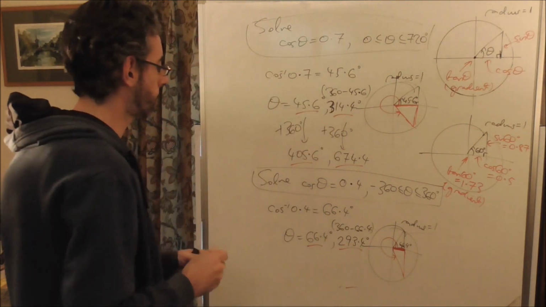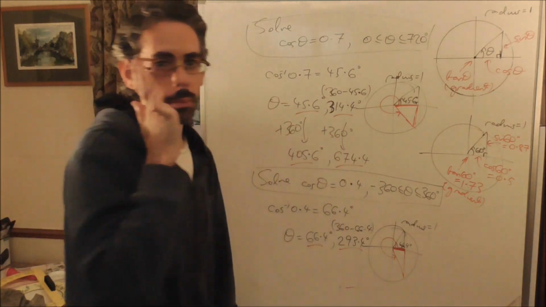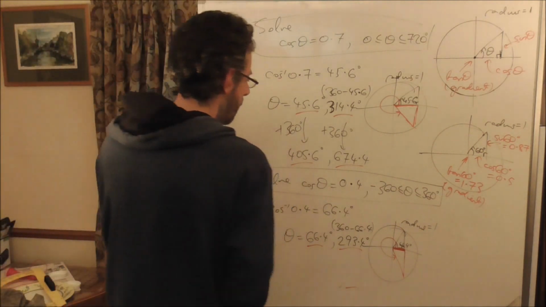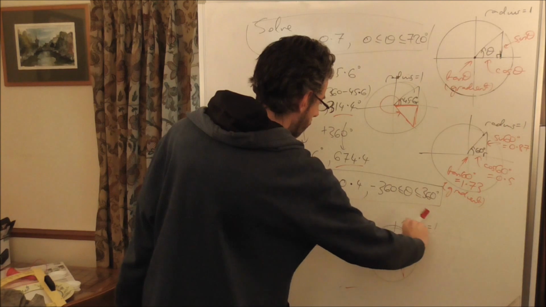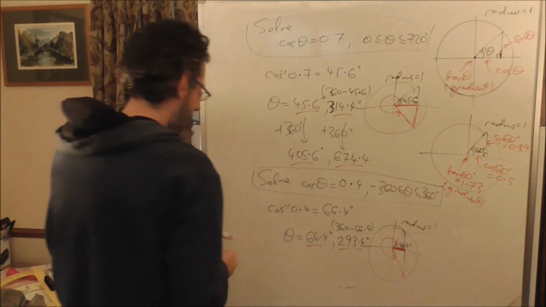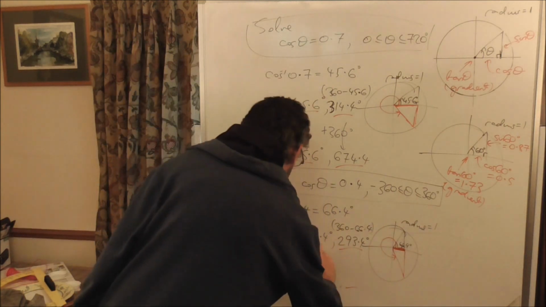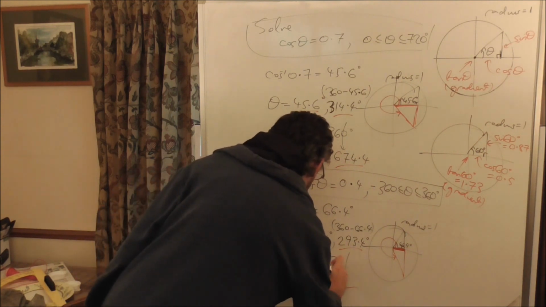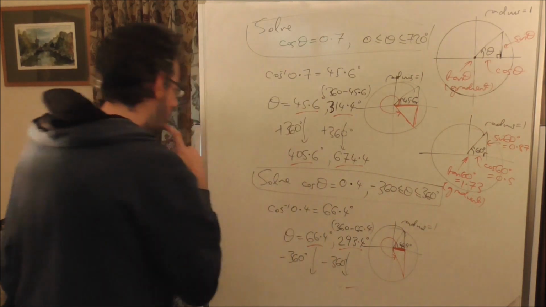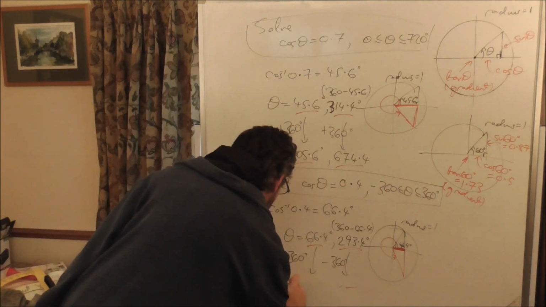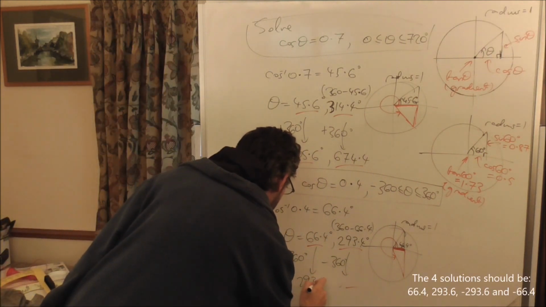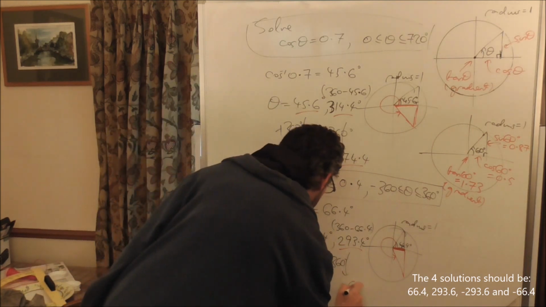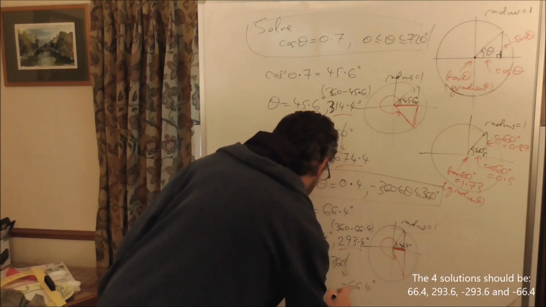Now we can't add 360 to these because we'd go out of range, we'd go above 360. But we can actually subtract 360 from both of these. Imagine you're at 66.4 and you take away 360. That would get you back to that line and give you another solution. So you can take away 360 here, and you get minus 293.4 here. And here you'd get minus 66.4.